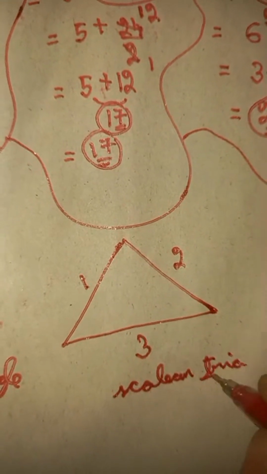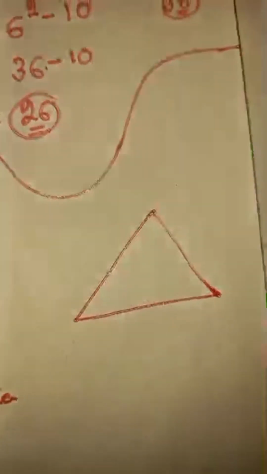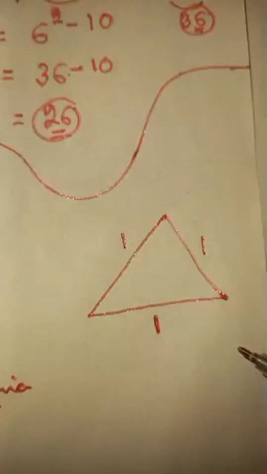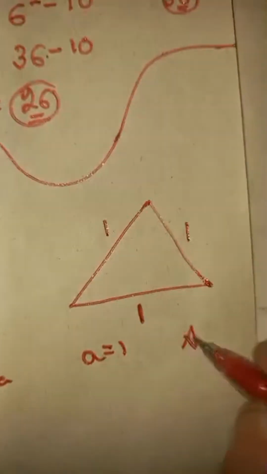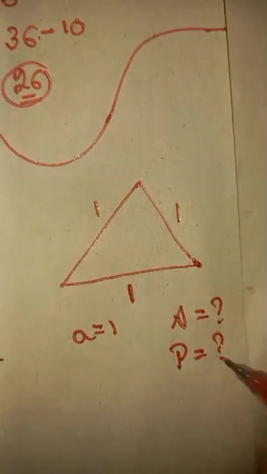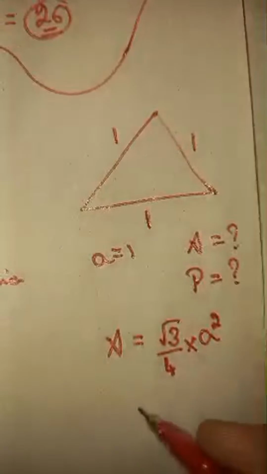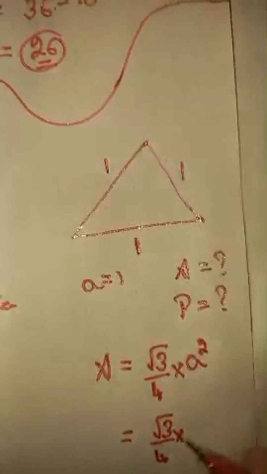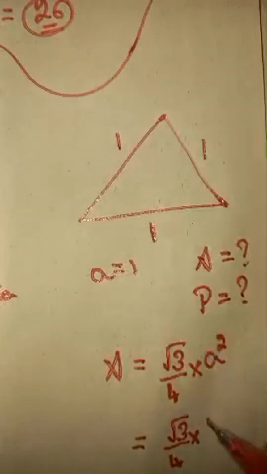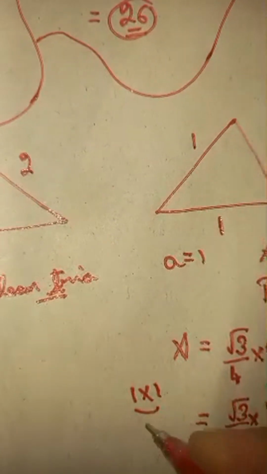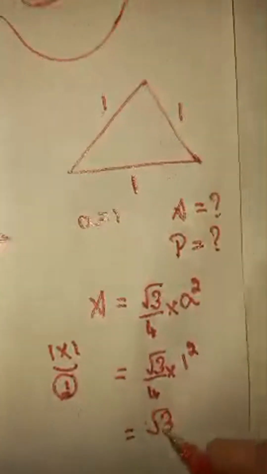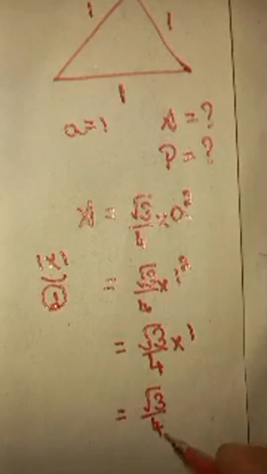Now I'm going to tell different things about the triangle. If you take this equilateral triangle, how do you find the area and perimeter? Here, all three sides are 1 unit. You need to find the area of the triangle and the perimeter of the triangle. Area of the triangle is equal to root 3 by 4 times the side length squared. So it becomes root 3 by 4 times 1 squared. 1 squared means 1 times 1, which remains 1. Root 3 by 4 times 1 becomes root 3 by 4 square units.